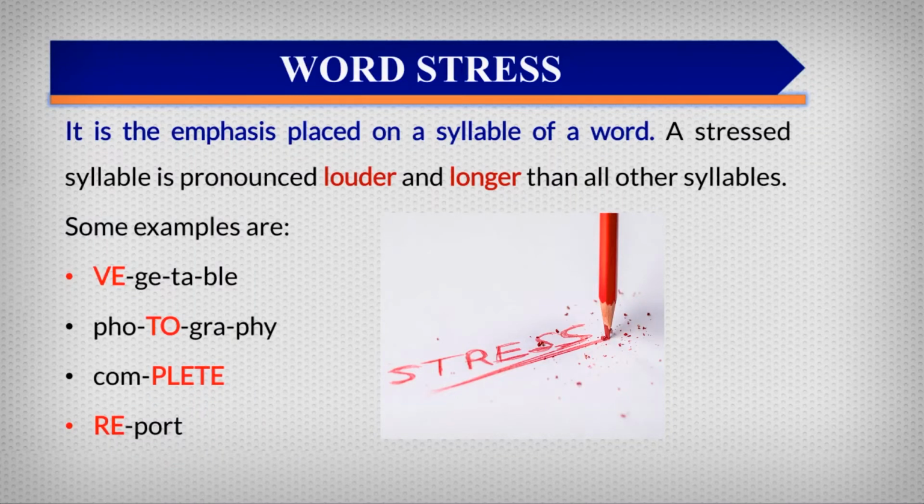We have the word vegetable. We notice that the stress falls on ve. Next, we have photography. The stress falls on to. Moving on, we have complete. We have pleat. And lastly, we have report. The stress falls on re. From these examples, we notice that one syllable is pronounced louder and longer than the other syllables in that word.